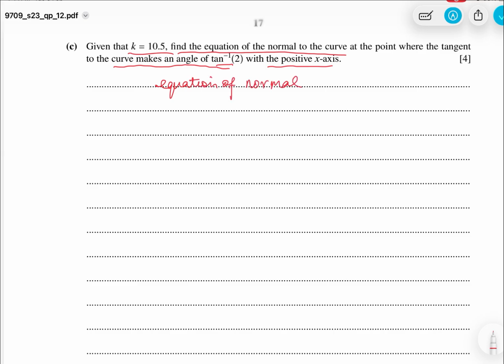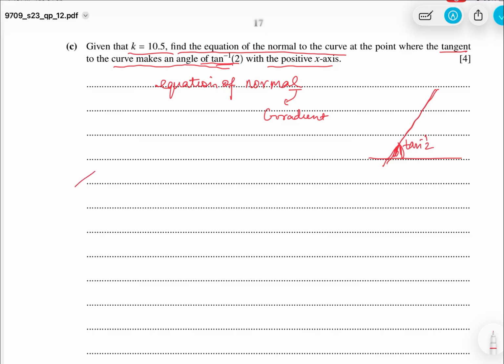We have to find the equation of normal. Now tell me, to find the equation of normal, we need the gradient. And to find the gradient, a relation of the tangent has been given. So the tangent makes an angle of tan inverse 2. Now listen. This is the tangent. This makes this angle as tan inverse 2.